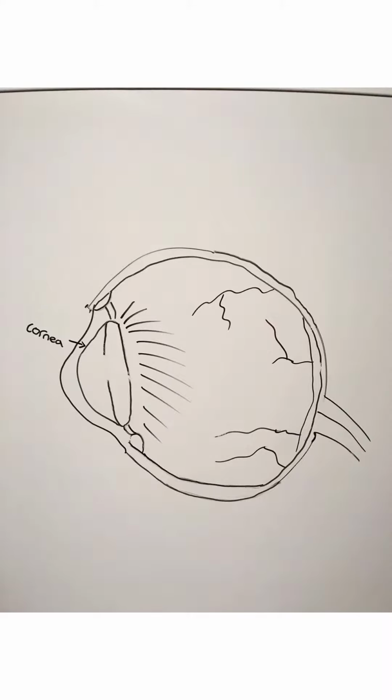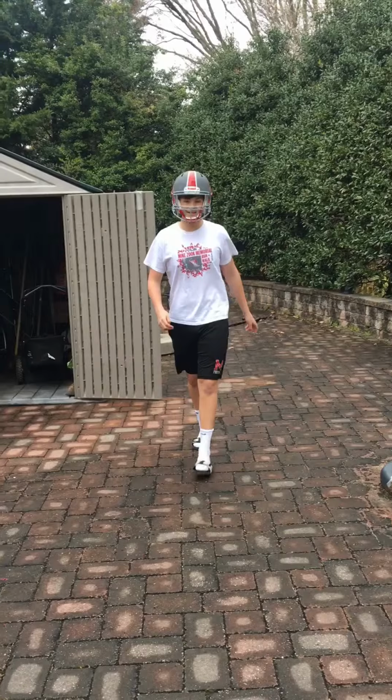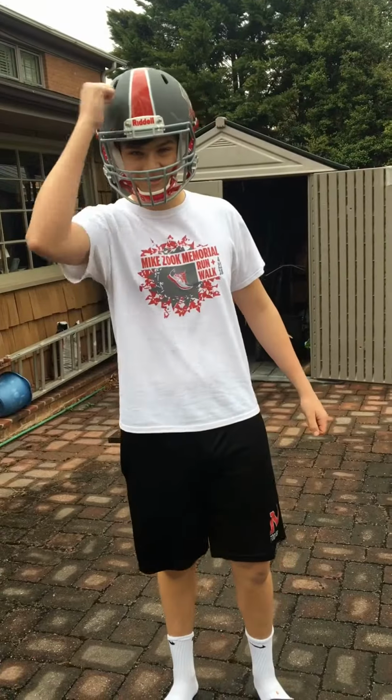This reflected light enters the eye through the cornea, which refracts the light back into the pupil. The cornea is covered with a thin membrane called the conjunctiva, in charge of protecting the eye. The conjunctiva protects the eye from the dangers of the outside world, making sure it is safe and sound.